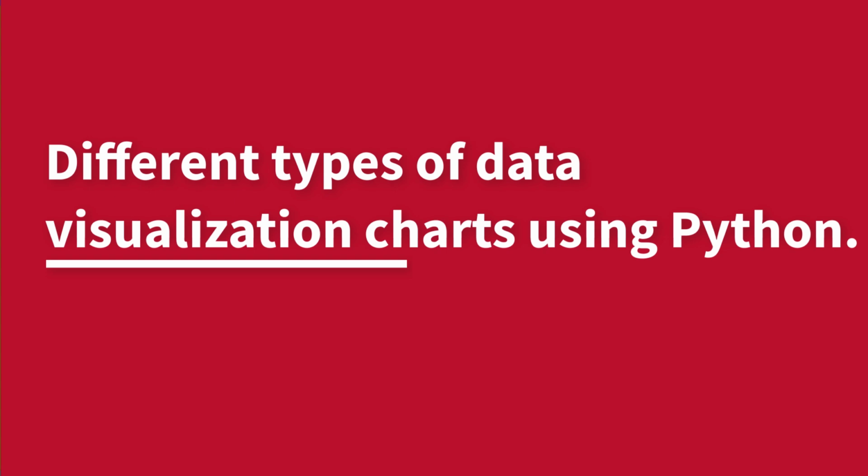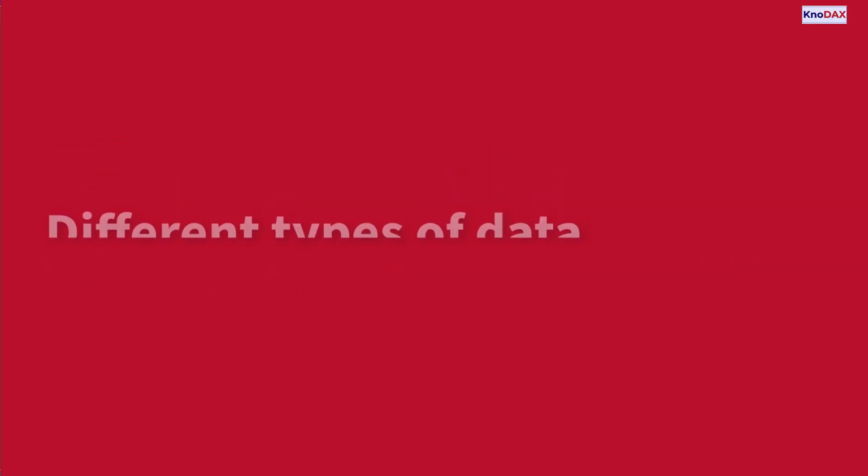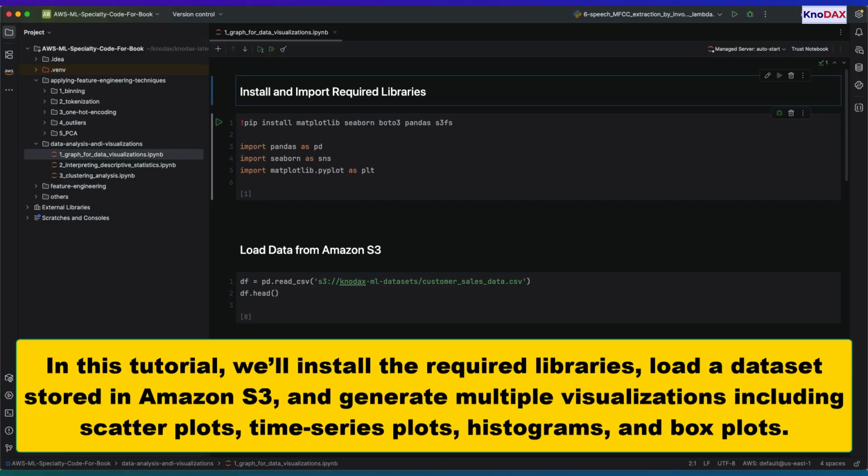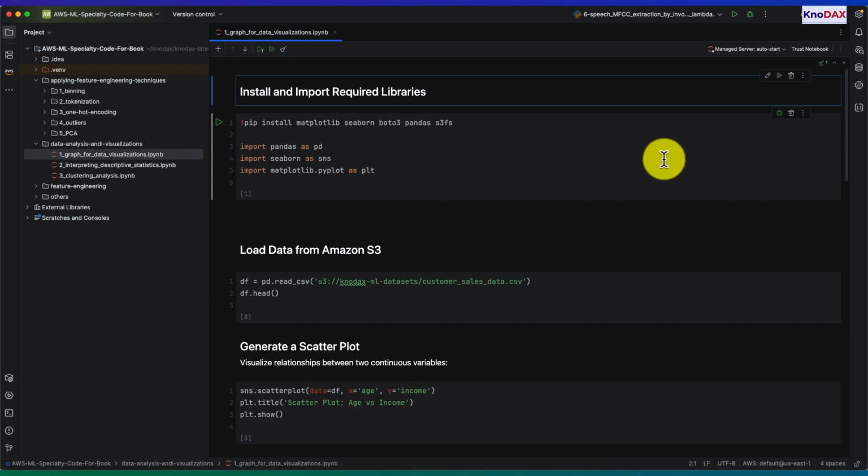Welcome to this hands-on exercise, where we will create different types of data visualization charts using Python. In this tutorial, we'll install the required libraries, load a dataset stored in Amazon S3, and generate multiple visualizations including scatter plots, time series plots, histograms, and box plots. Let's begin.